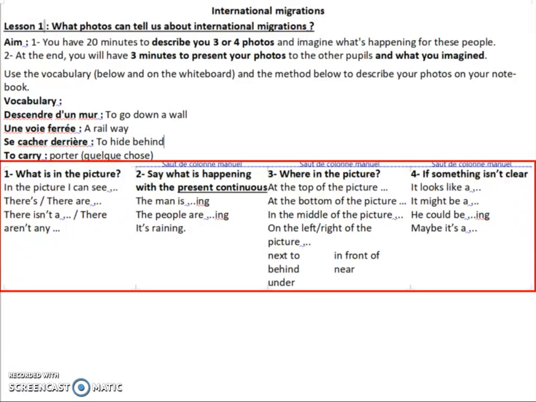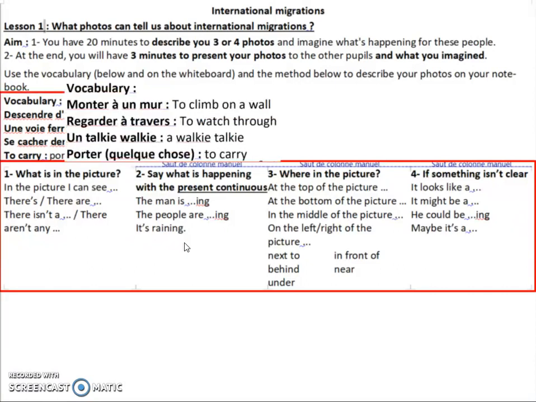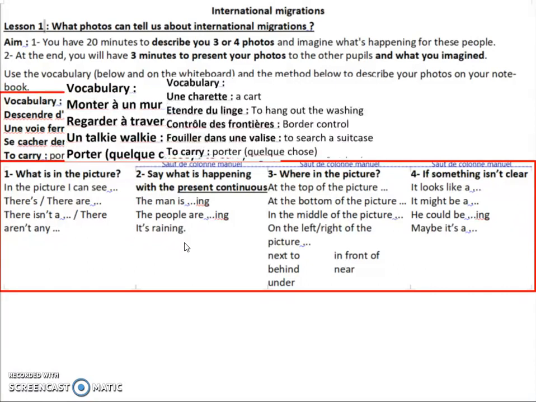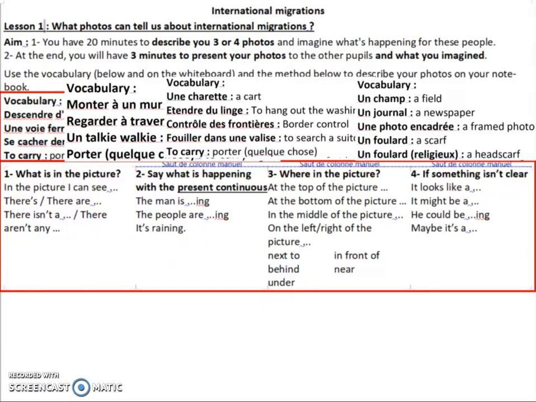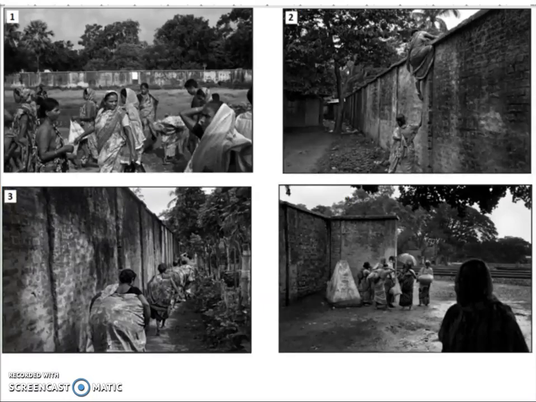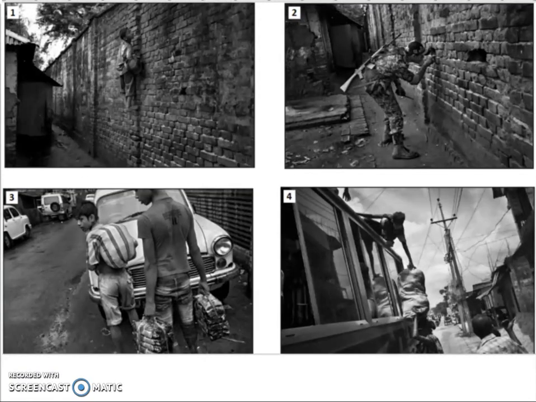They have to describe the photo, and they have examples of sentences that they can make, using the present continuous, and they will have specific vocabulary. If there is a missing word, I will give it to them, and otherwise it will be on their worksheet. They will have to describe and imagine the story of these people.